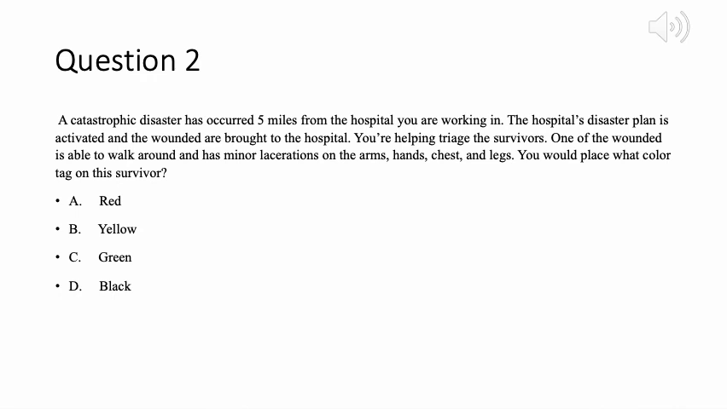The answer here is going to be C. Green tags are for patients who have minor injuries. If the patient can walk around, they are always tagged as green. Sometimes they are referred to as the walking wounded.